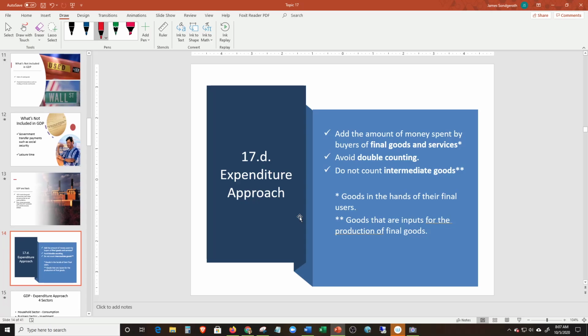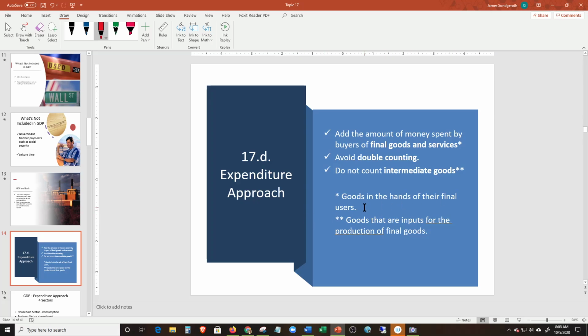Now we come to the expenditure approach, how to measure GDP by the expenditure approach. Instead of finding every different little good and service, finding the quantity produced in a year, and taking the price times that quantity, we could just add the amount of money spent by buyers of final goods and services, thus avoiding double counting, and we won't include expenditures on intermediate goods.